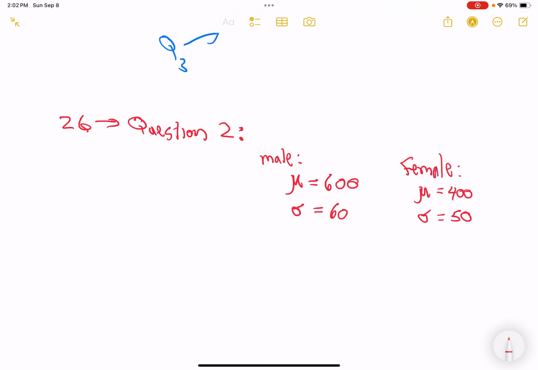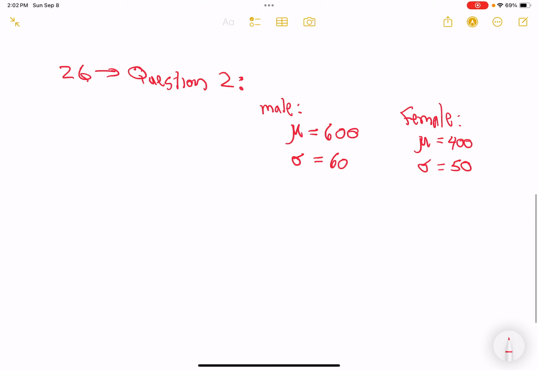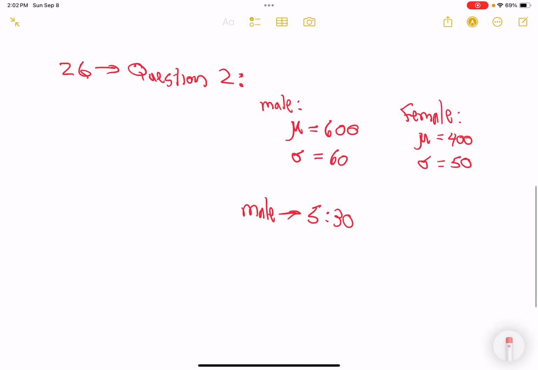Okay, and it says, what is the weight of the female grizzly bear with the same z-score as a male grizzly bear with a weight of 530? So we have a male who's 530 pounds. Oh, I just made that into a time. I am all over the place.